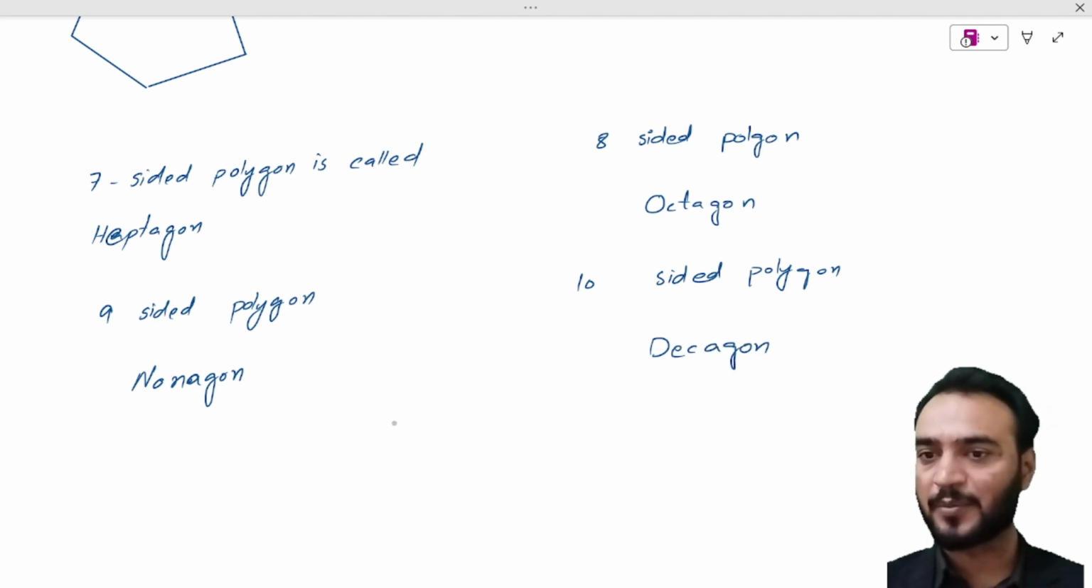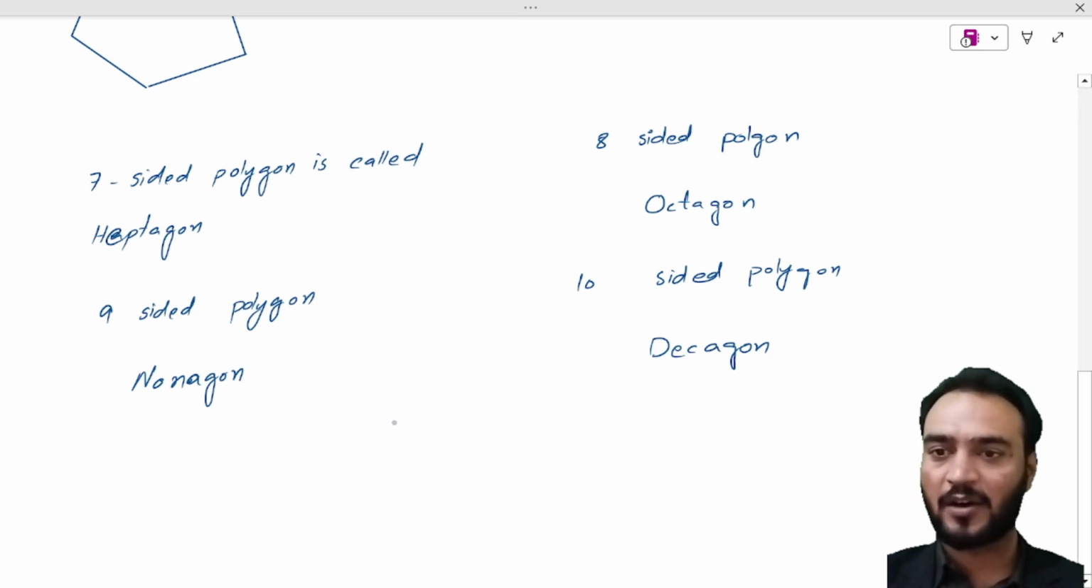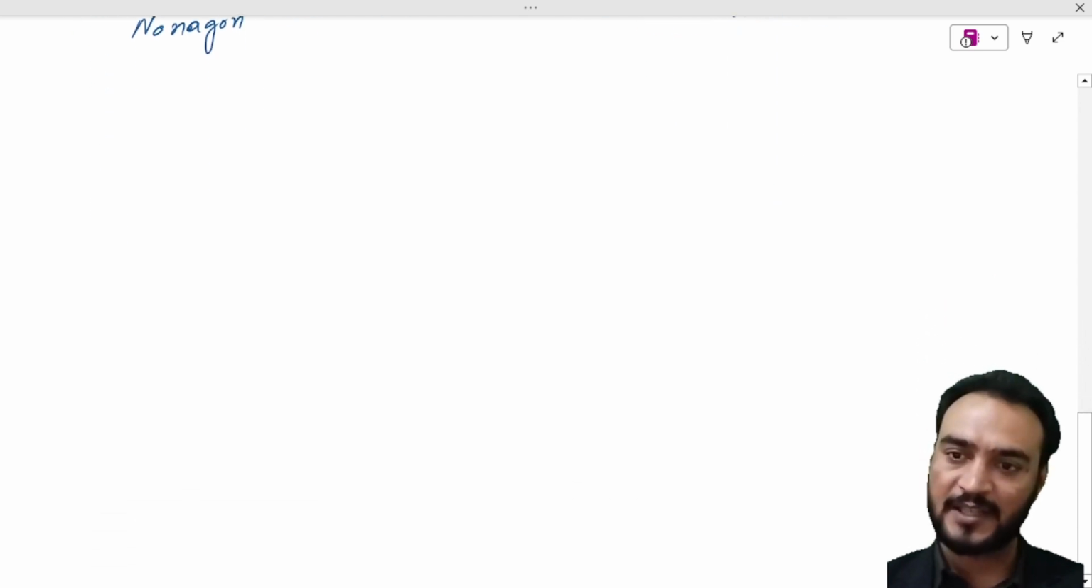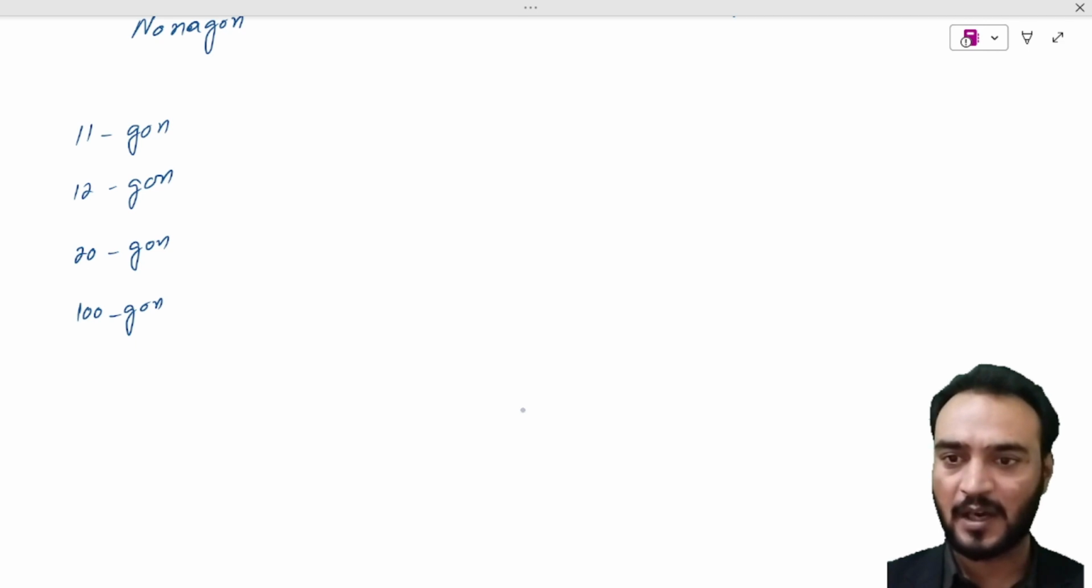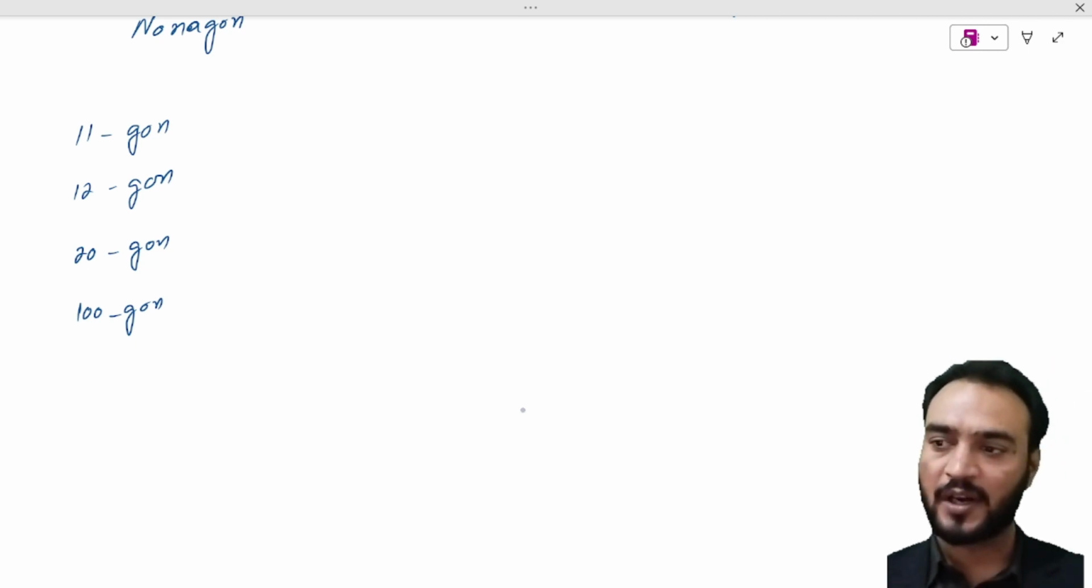These are the types of polygons from 3 sides to 10 sides, which are named as triangle, quadrilateral, pentagon, hexagon, heptagon, octagon, nonagon, and decagon. And a polygon having more than 10 sides is named as, if the polygon has 11 sides, it is named as 11 gon. A polygon having 12 sides is called 12 gon, and a polygon having 20 sides is called 20 gon. A polygon having 100 sides is called 100 gon, and so on. We name it according to the number of sides a polygon has.